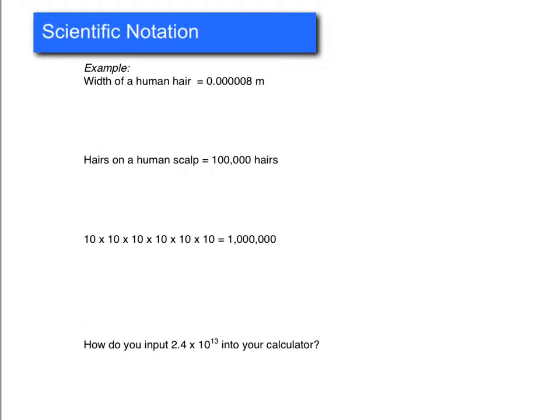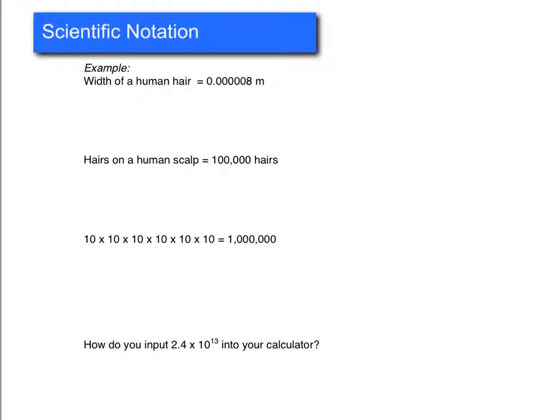I believe all of you are familiar with scientific notation, but I just want to go over it one more time to make sure we're all on the same page. So scientific notation is a way for us to represent numbers that are either really big or really small without having to use quite so many zeros.